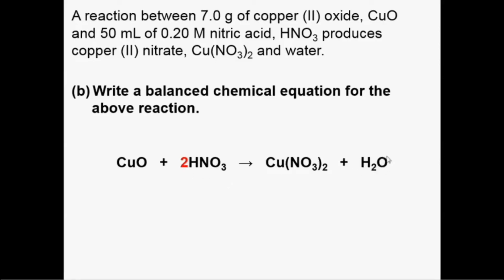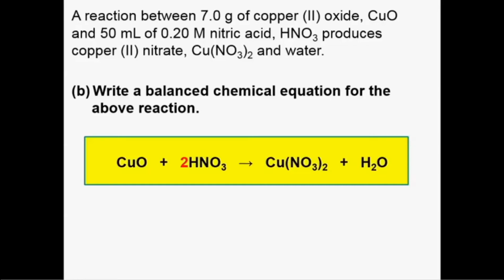and 1 mole of oxygen in water and 1 mole of oxygen here. Okay, and then hydrogen, there are 2 moles of hydrogen in water and 2 moles of hydrogen in nitric acid. So the equation is balanced. Okay, it's balanced. All right. Now let's move on to the next question.